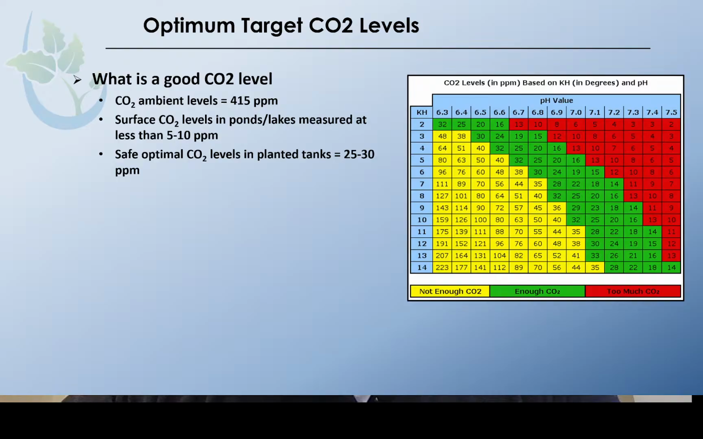Surface CO2 at the pond, so this is the interface of the air and the water, that first couple of inches or first inch of a pond or a lake, is only measured at 5 to 10 parts per million. Very, very low, right? In our tanks, we try to target about 25 to 30 parts per million, if not higher. For us to get that amount of CO2, there's no way to get it up by diffusion alone. It has to be injected into the tank.